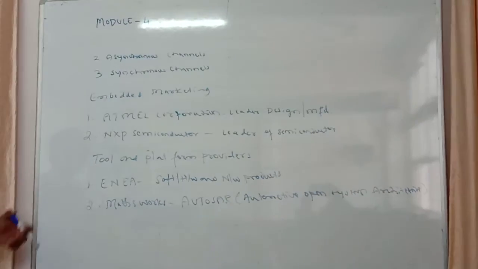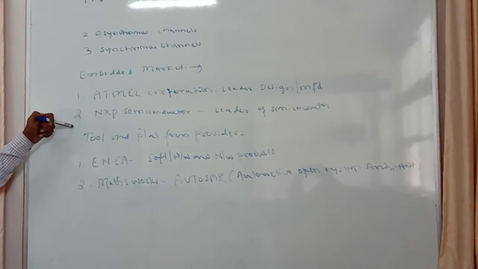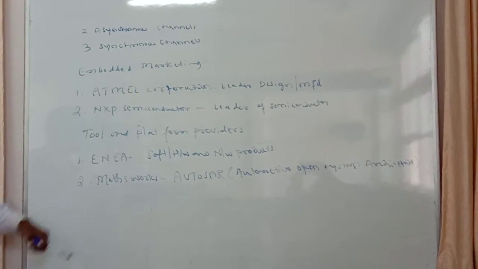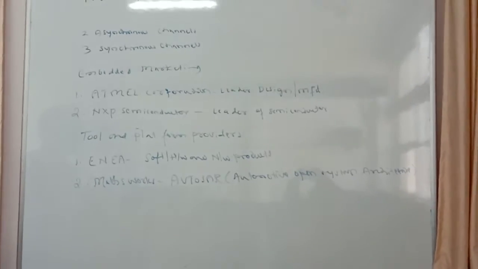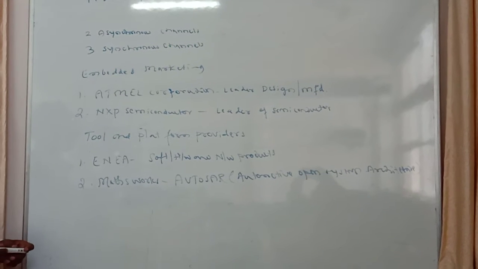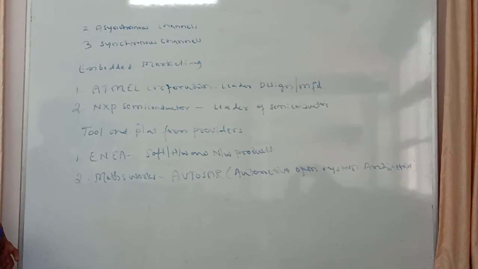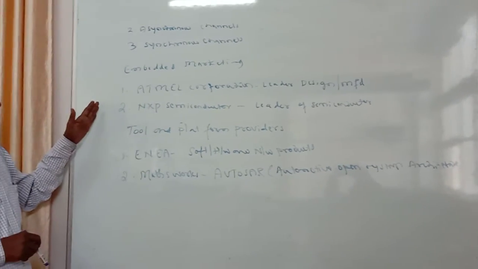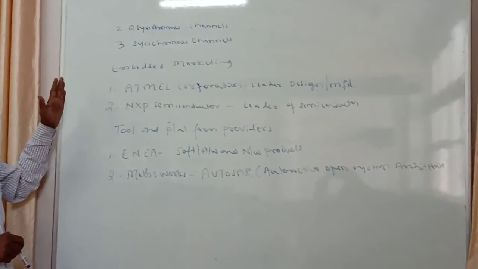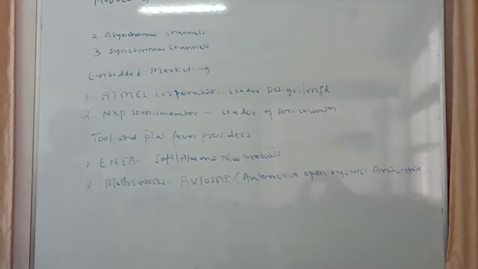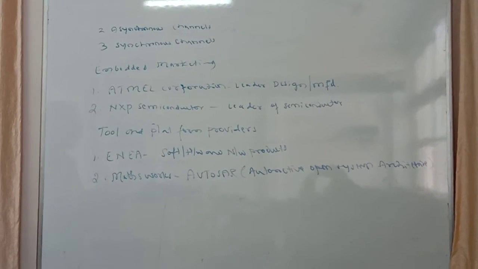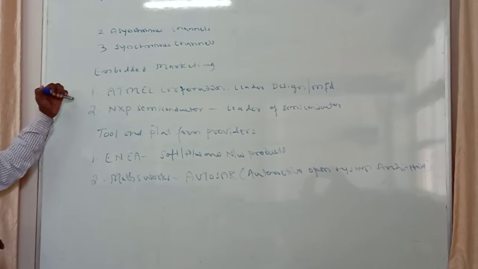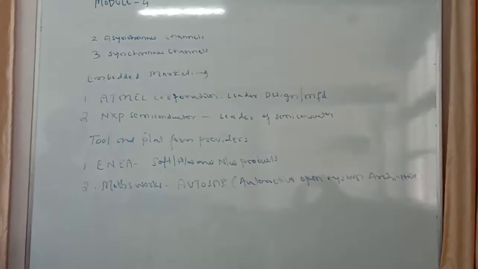Another important, internationally recognized company is NXP Semiconductors. It is also a leader in semiconductors. They design and develop all embedded as well as microcontroller systems. So these are the most important companies, meant for specific applications such as microcontroller and embedded systems. These are worldwide recognized companies.